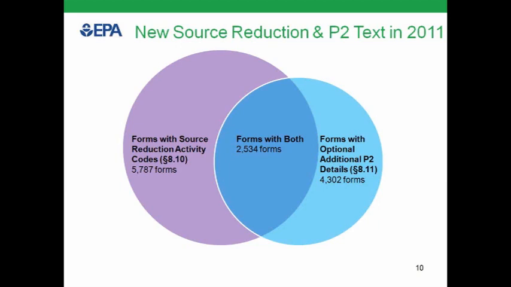And just to fully explain the interactions between these two fields, some facilities actually fill out the optional free text section without putting in codes. The reason is that that section can also talk about ongoing P2 activities in addition to newly implemented ones, and it can talk about other eco practices, recycling, pollution control, etc.